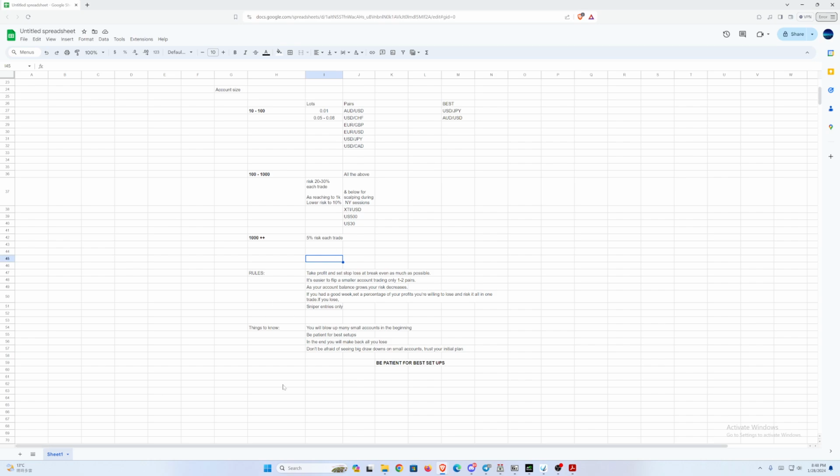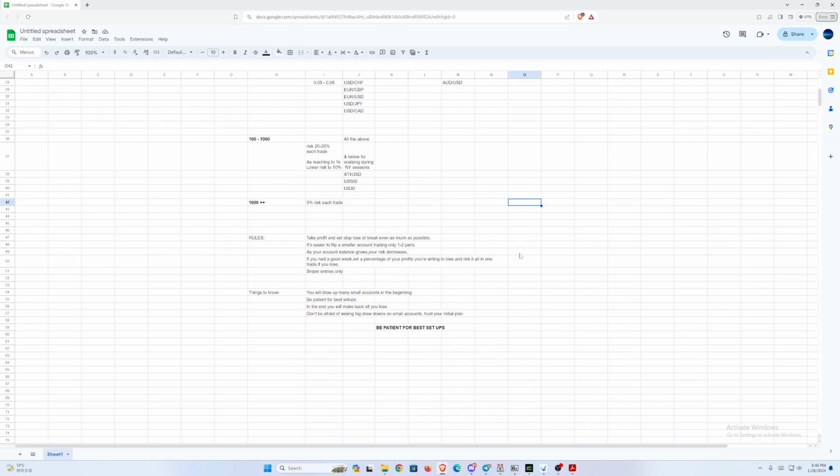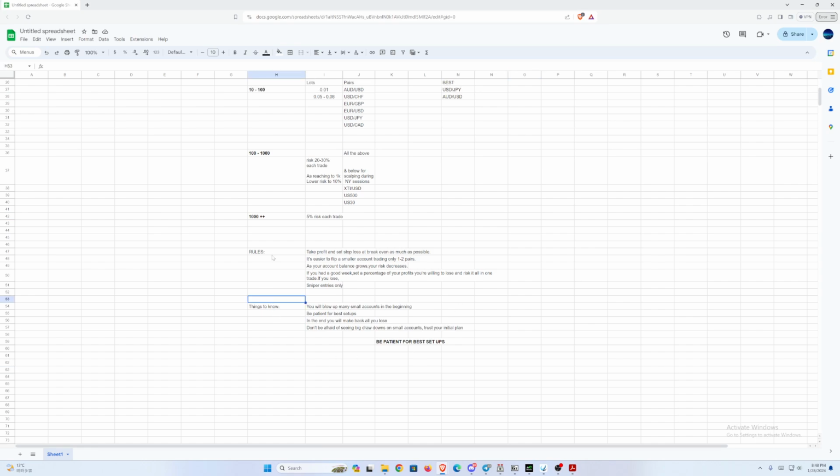So that's about it, but there are some rules to follow once you are doing these kinds of trading account flippings. The number one rule is you must take profit as often as possible. As often as possible. This is really important.